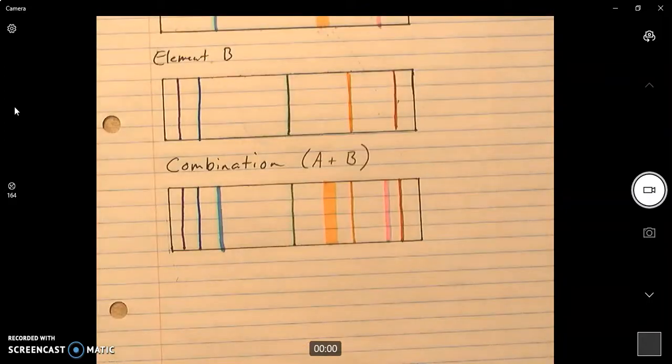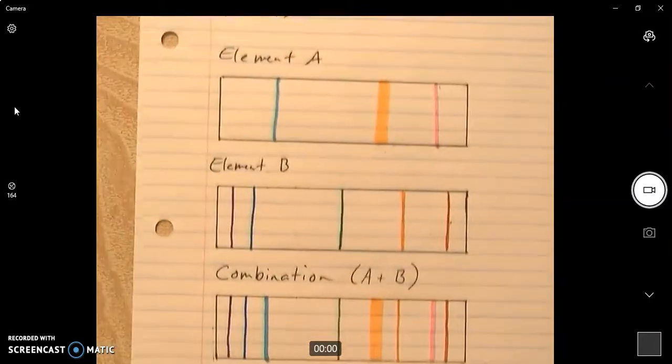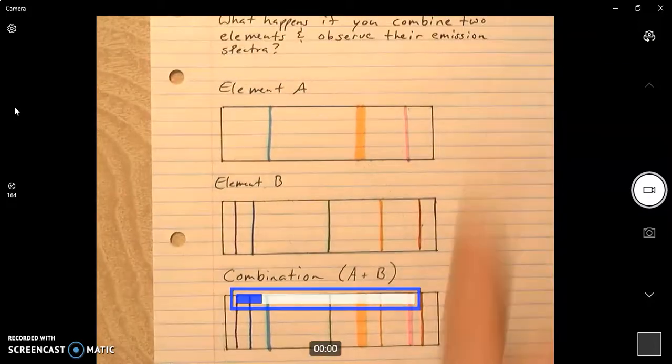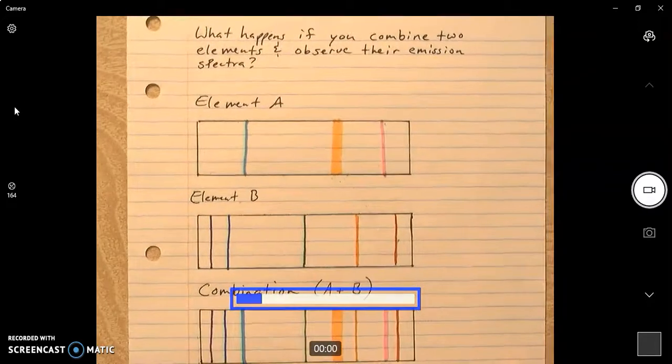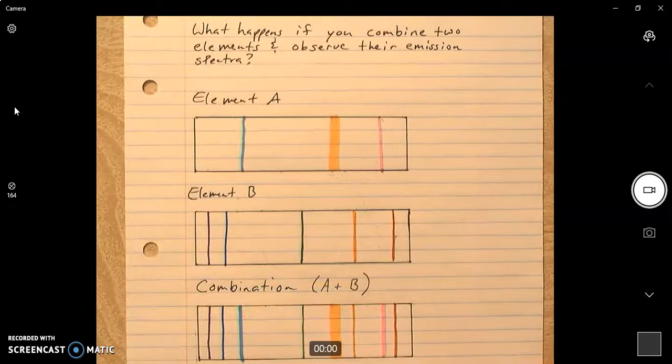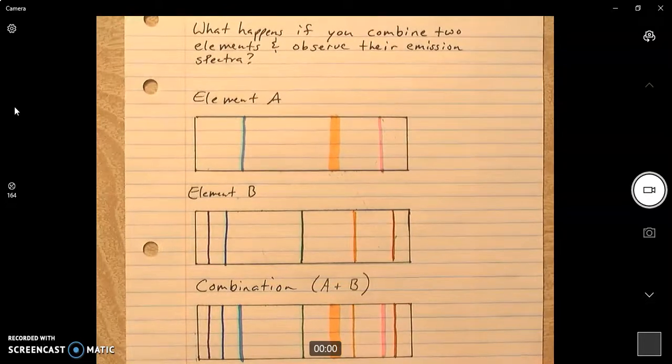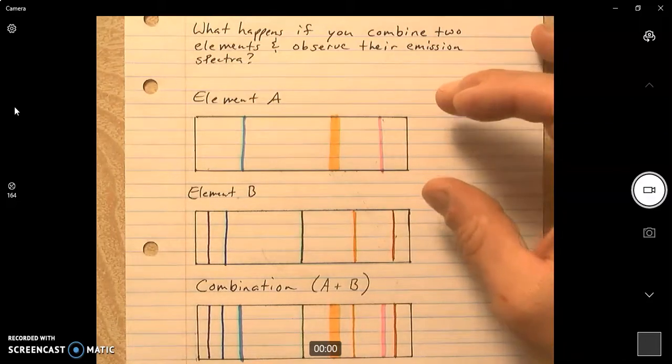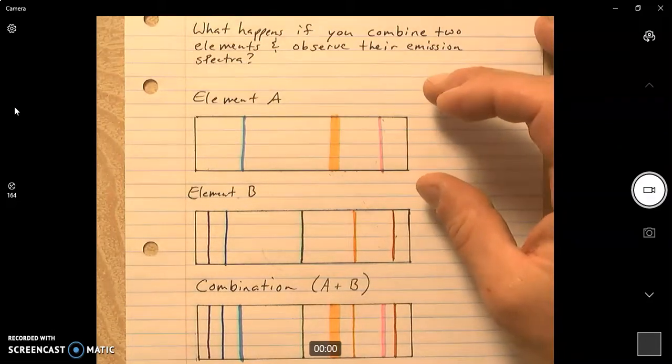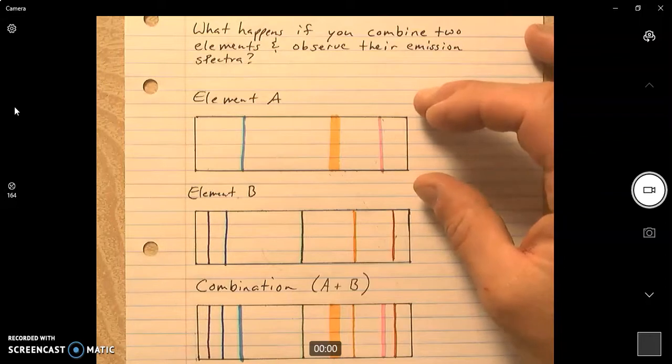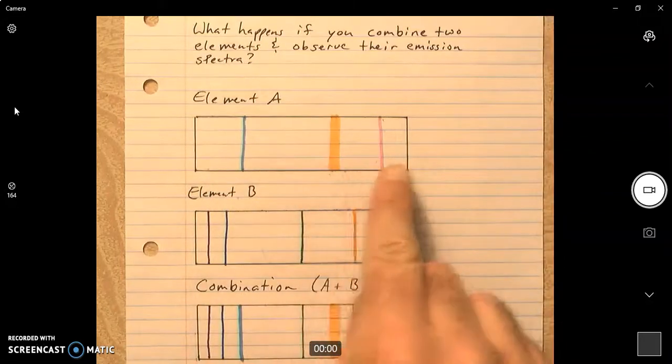One of the questions you were asked to take a look at was in number 6, asked you hypothetically, what would happen if we took two elements and combined them together in the same sample and then excited them. So we're just going to use two generic elements. We're going to use element A and element B. So if we took element A all by itself, we heated it up to the point of glowing incandescence, or we passed electricity through it to the point where it started to give off light, this would be its emission spectrum.